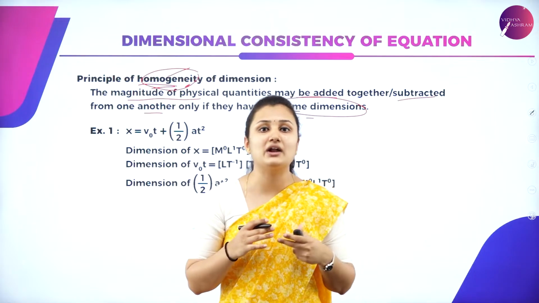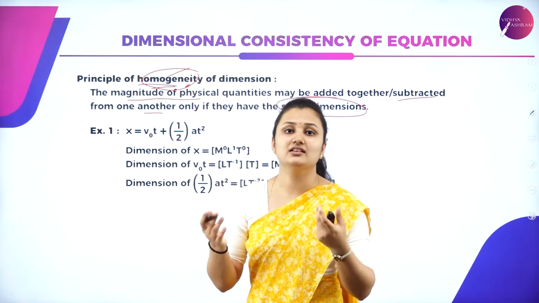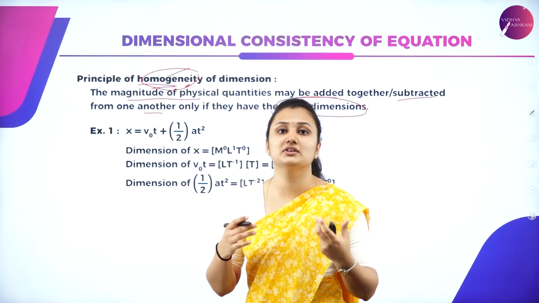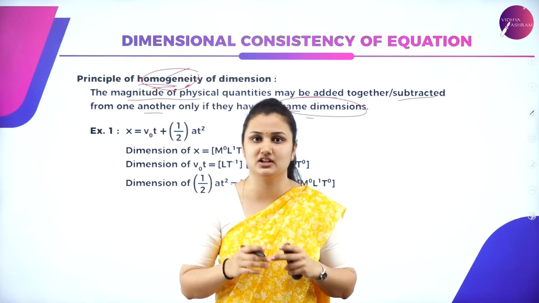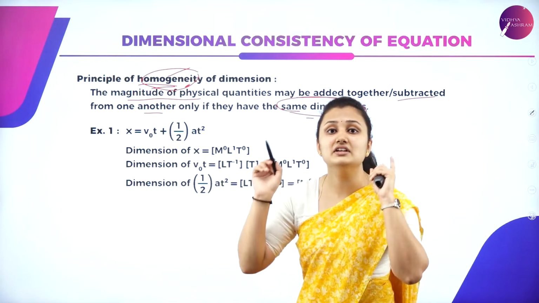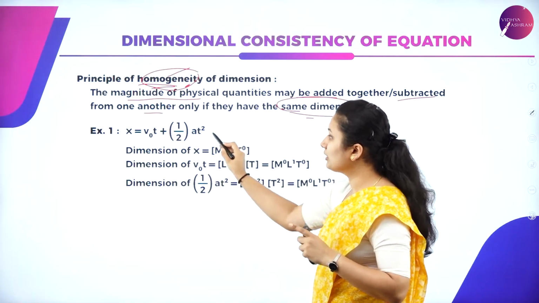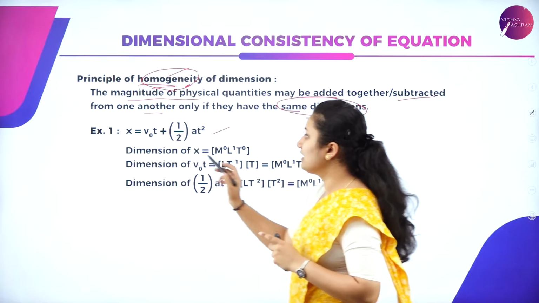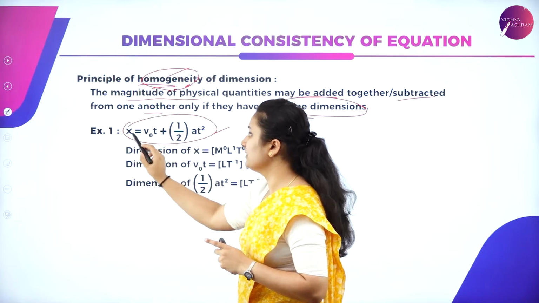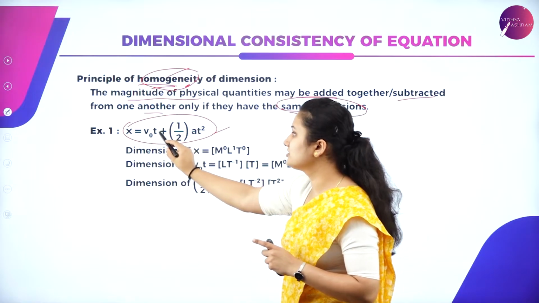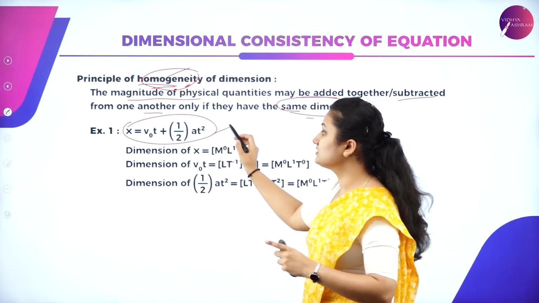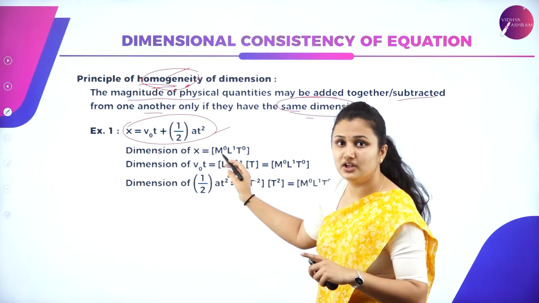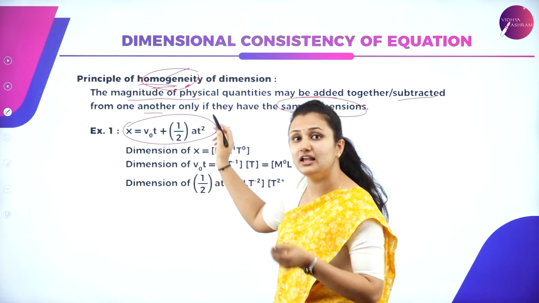You cannot add velocity with force, or you cannot subtract electric current with a temperature. You can either add or subtract a physical quantity only if they have same dimensions. So look at this example. I have considered an equation here: x is equal to v naught t plus half a t square. Now what I should do? I should check the correctness of the equation, whether it is dimensionally correct.